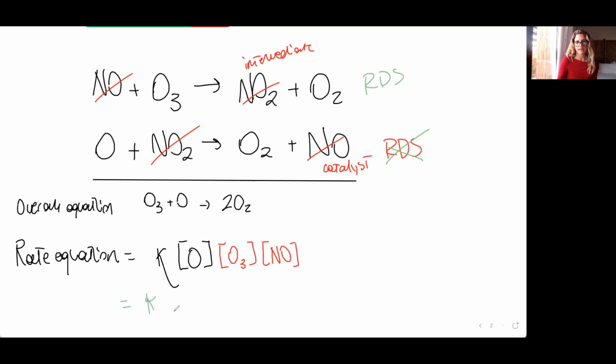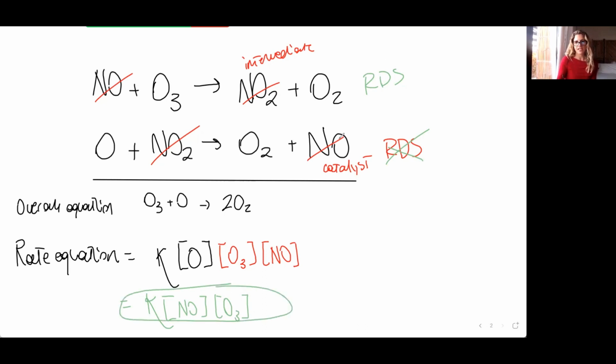It would always be the rate constant times the reactant of that equation. So it would just be NO times O3. Yeah, and that's okay because it's a catalyst and the catalyst is included. Okay, so does it make sense?